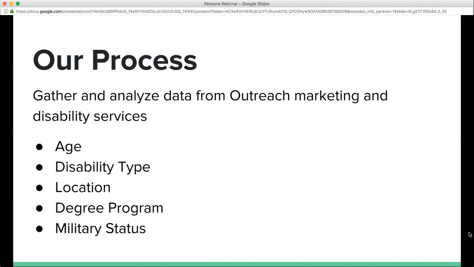So our process for creating these personas really started with the data because we wanted to make them as real and realistic as possible. Having Terry from Disability Services and Ritu from marketing really helped because we were able to combine the data that marketing uses and the statistics Terry has of his students that he does intakes for every semester to come up with very realistic ages, disability types, locations, degree program, military status, factors like that, that made up the details of each one of our personas.